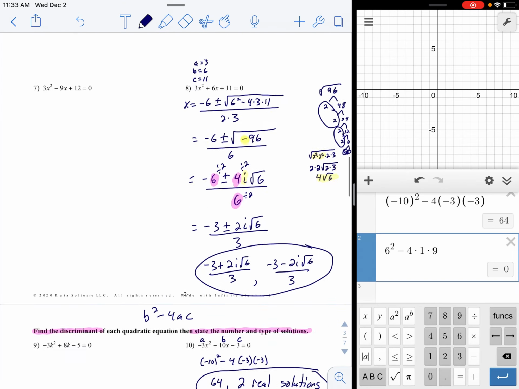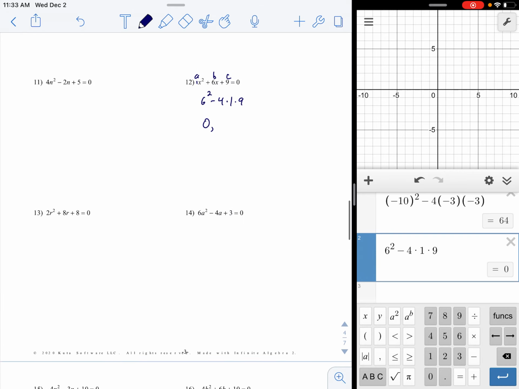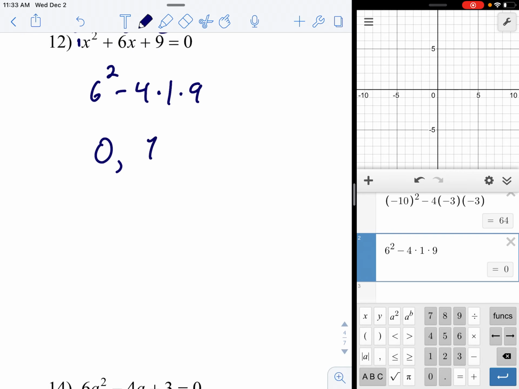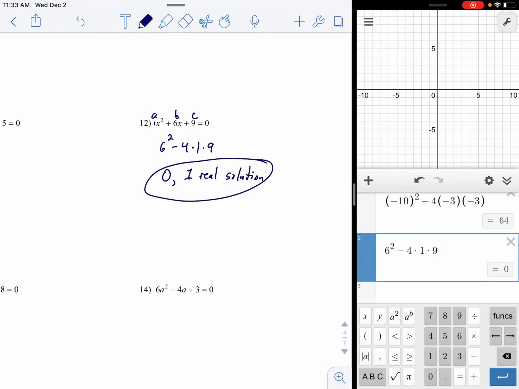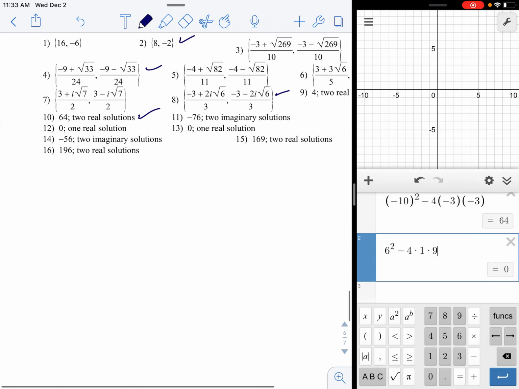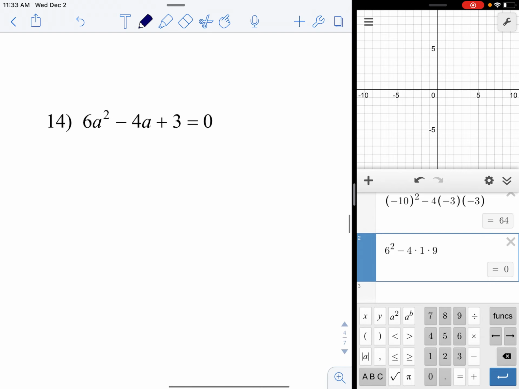So let me come down here. If we were to solve this, there would be 1 real solution. Number 12, 0, 1 real solution. Number 14, A, B, C. By the way, as you do your homework, don't forget to show your work. All right, B squared minus 4AC. Now this is important. You have to put the negative 4 in parentheses.